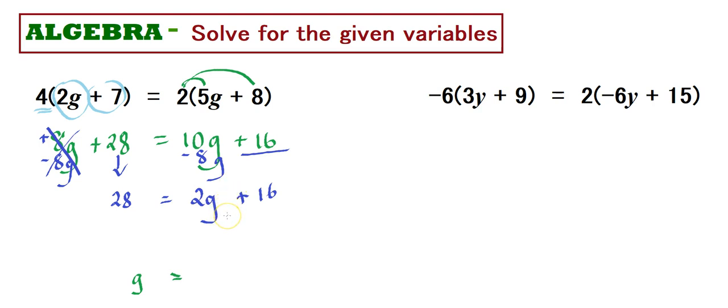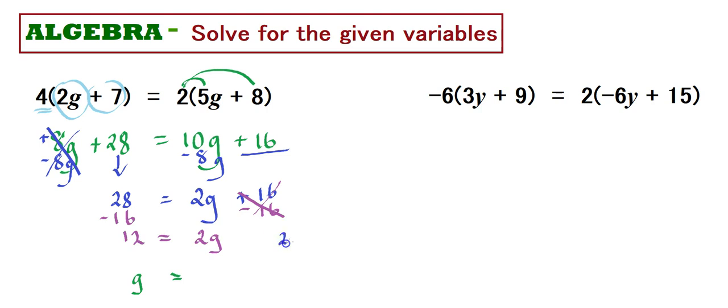So let's get rid of the lowest constant. The lowest constant in this case is positive 16, so let's get rid of that. We have to do that to both sides. And now, what's left on the right-hand side is 2g, and on the left-hand side, it's 28 minus 16, which is 12.